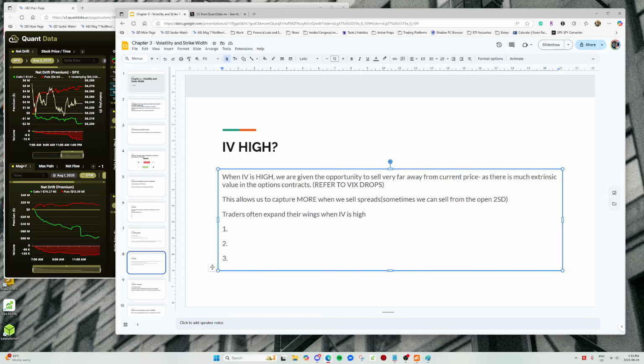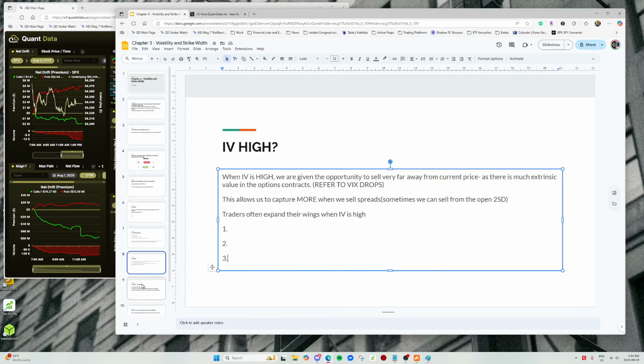Sometimes we can sell from the open to ST. You guys have seen this before when volatility is very high. You know that when volatility is above the 30s, sometimes into the 40s, as soon as we open the day, what can we do? We can use standard deviations. We'll go through that another day, but we can calculate up to 2 standard deviations and sell premium all the way there, knowing that there's likely an 80% chance that we're probably not going to get there, right? Traders often expand their wings when IV is high, especially on credit spreads, right? So we have 1, 2, 3 scenarios.